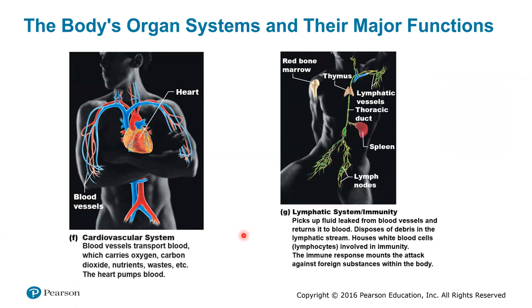Also, it houses the white blood cells that are involved in immunity. And the immune response mounts the attack against foreign substances within the body. So you probably already knew that you have one circulatory system.